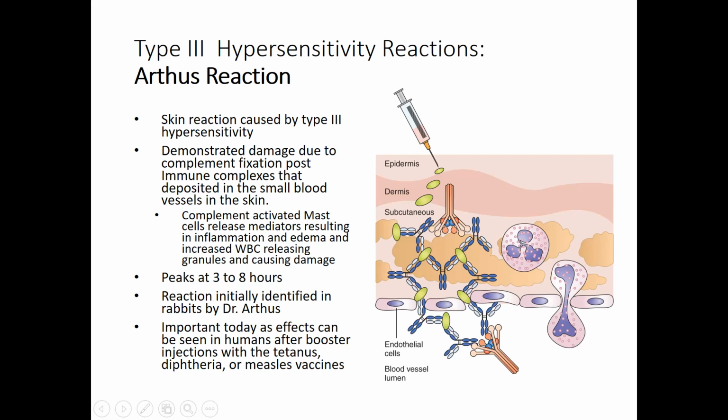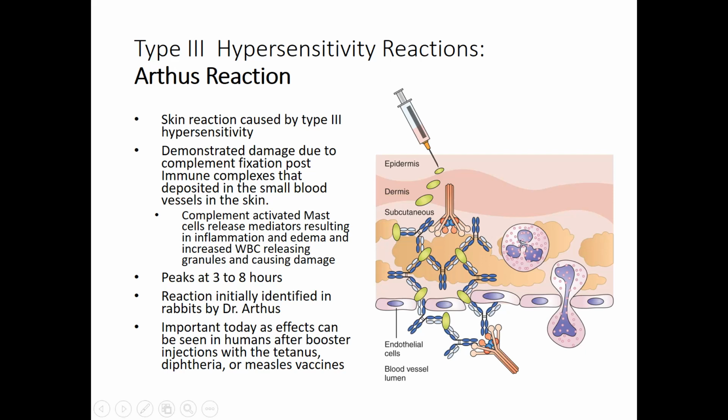Complement can activate mast cells. Remember, those are the tissue cells that look an awful lot like basophils but aren't. And they release their mediators, which causes another whole downhill reaction. Mast cells can cause things like thinning of the blood, the heparin. It can cause some vasopermeability, causes increased inflammation, edema. So all sorts of those problems.